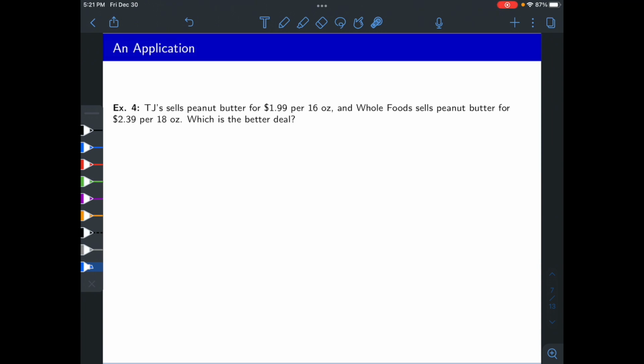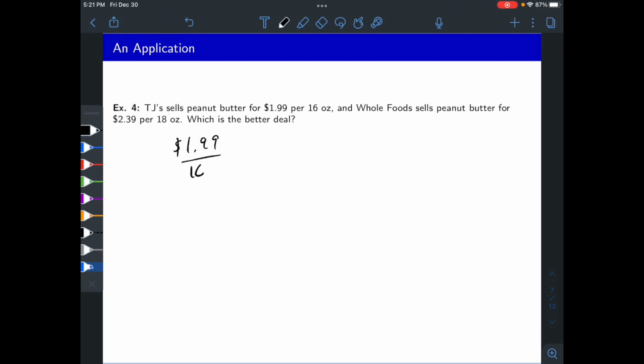Let's say that Trader Joe's is selling peanut butter for $1.99 per 16 ounce, and Whole Foods is selling peanut butter for $2.39 per 18 ounce. Which is going to be the better deal? So this is going to be a direct application of what I was talking about earlier, where you just want to compare the unit rates.